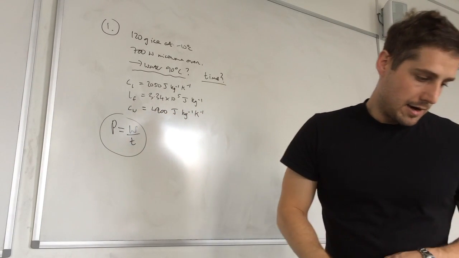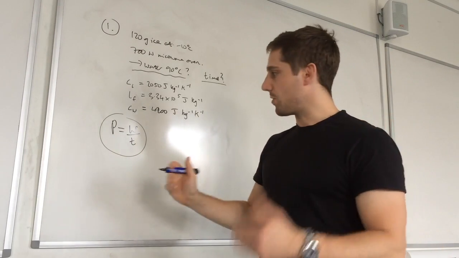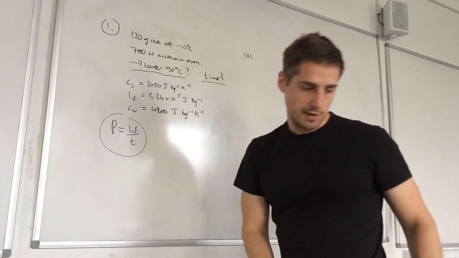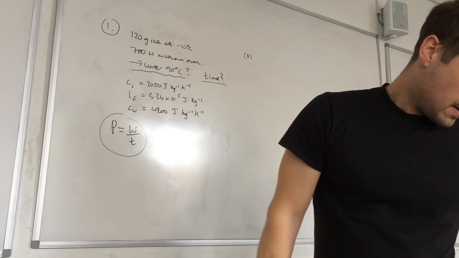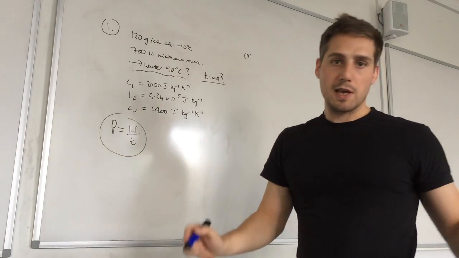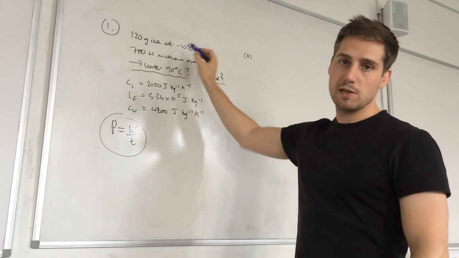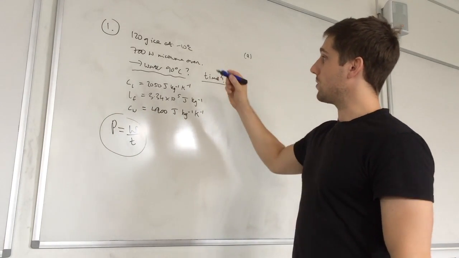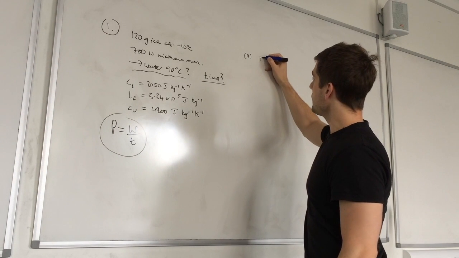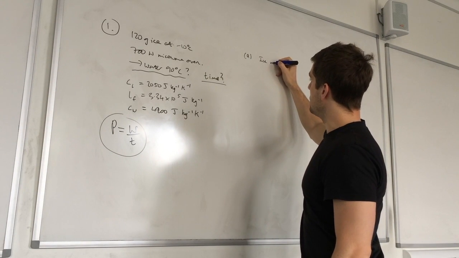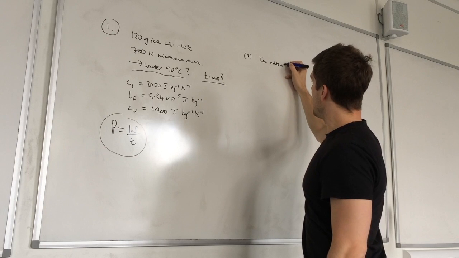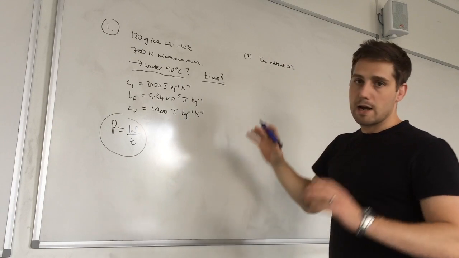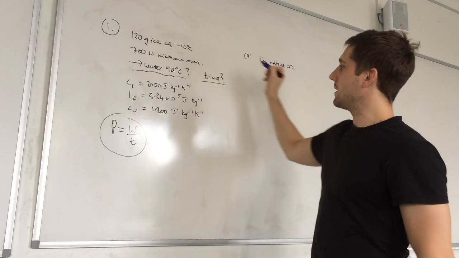Let's do the calculation. The question has been broken up into stages, so I'll start off by looking at part A, where we need to work out the heat energy required to heat the ice from minus 10 degrees C to the point where it changes phase, which is at 0 degrees C. So ice melts at 0 degrees C. So we're going to work out how much heat energy is required to get it from there to there. Okay?